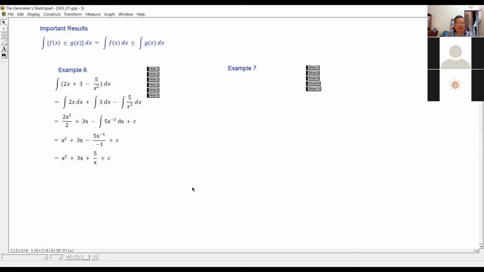Teacher, the negative 1 times with the negative 5. Yeah, you can think of it as negative 5, or you can think of it as just a negative sign. It's up to you. So negative 1 times negative 5, you have positive 5 at the bottom here. You can think of it like that. Any more questions?